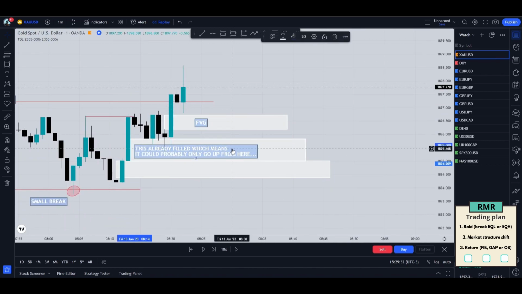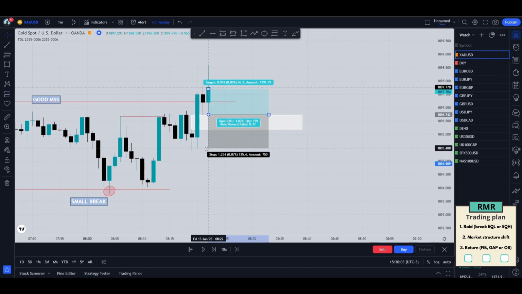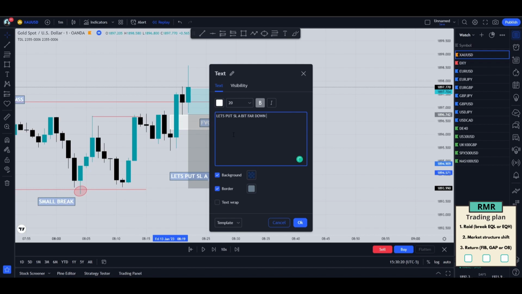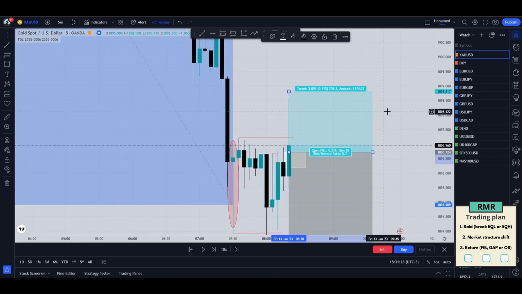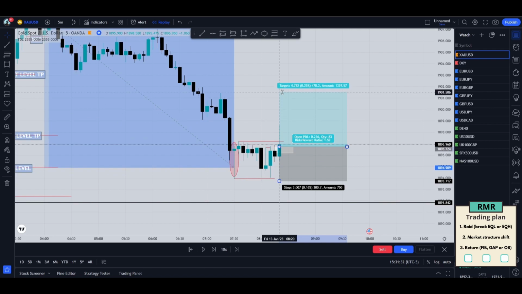I'll be deleting the fair value gaps below and entering from this fair value gap right here, because I think it's the best entry. I will also put my stop loss below the fair value gap, so if we get down to the fair value gaps below the one I'm entering from, we are still in the trade. Yeah, and now I'll be looking for my TPs. I have put my SL down and I have put my order down.